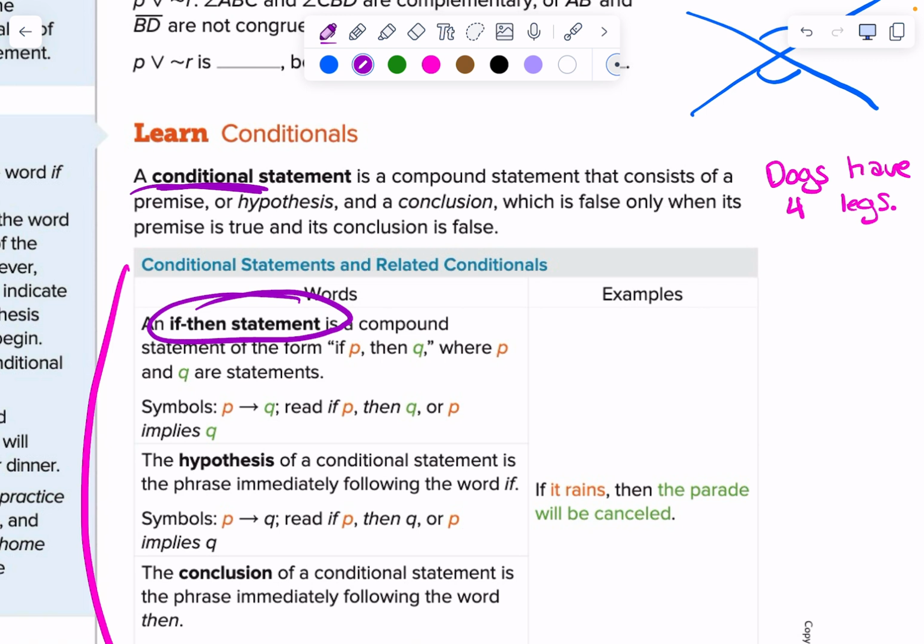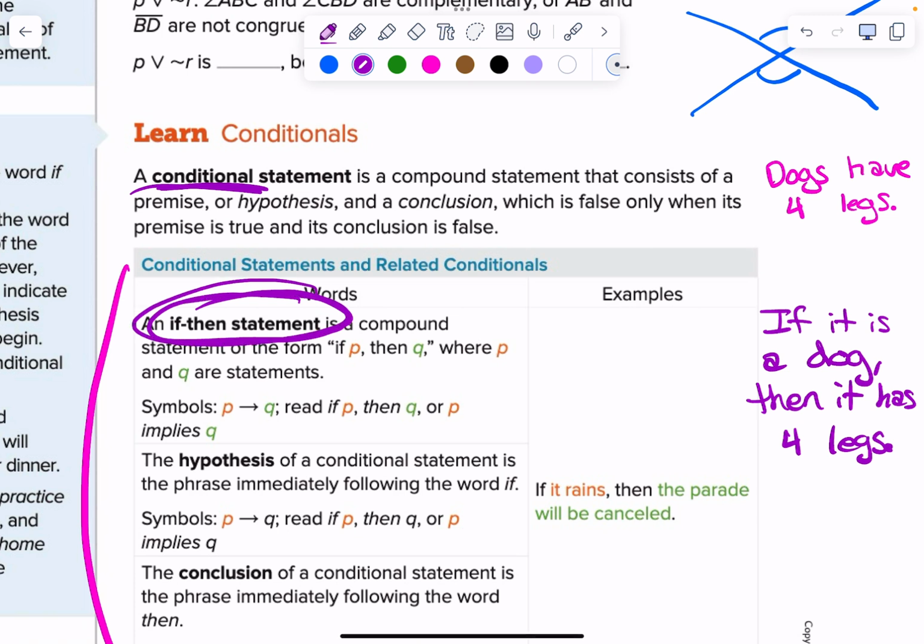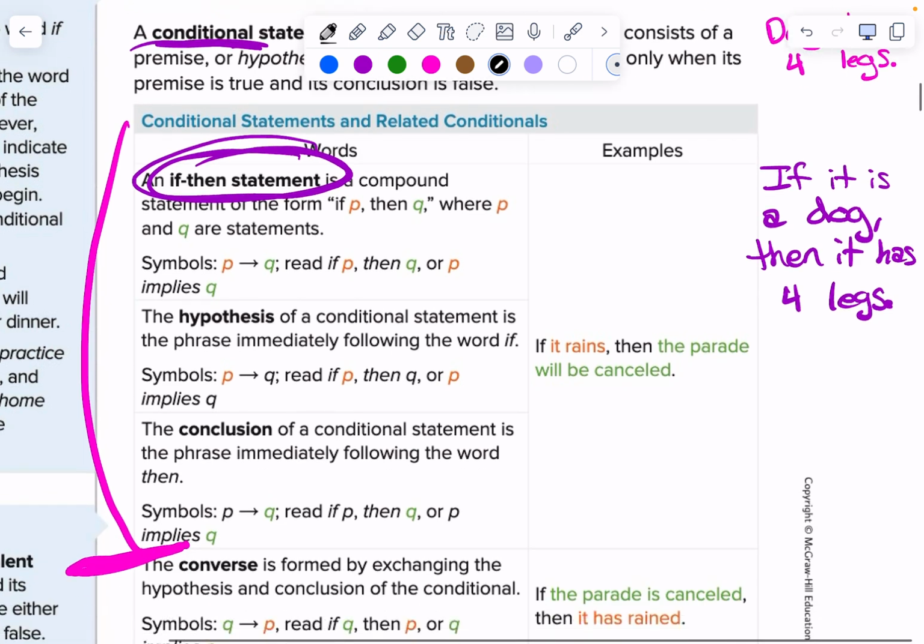If it's a dog, then it has 4 legs. If it is a dog, then it has 4 legs. We are not inserting any additional information. It's not if it's a dog with 4 legs, then it's a happy dog. We're not inserting any more information than this. If it is a dog, then it has 4 legs. That is an if-then statement. That is a conditional statement. If something happens, then something else happens as a result, right? If it is a dog, then it has 4 legs.